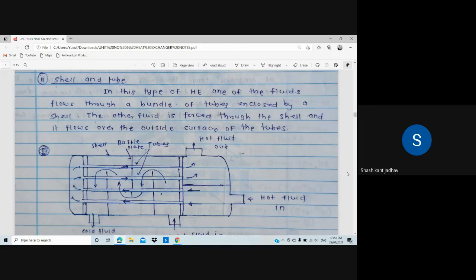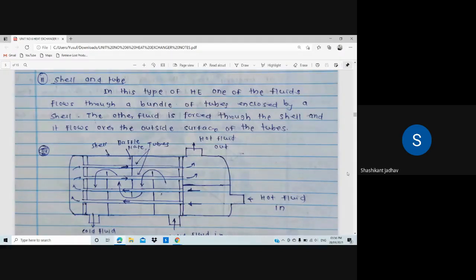Okay, so all of you write down, in this type of heat exchanger, one of the fluids flows through a bundle of tubes enclosed by a shell, full stop.